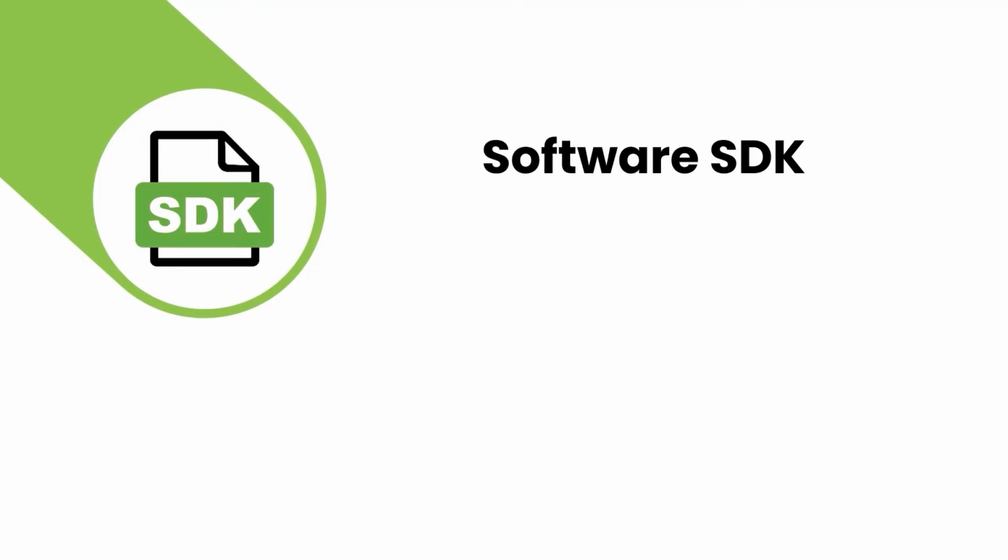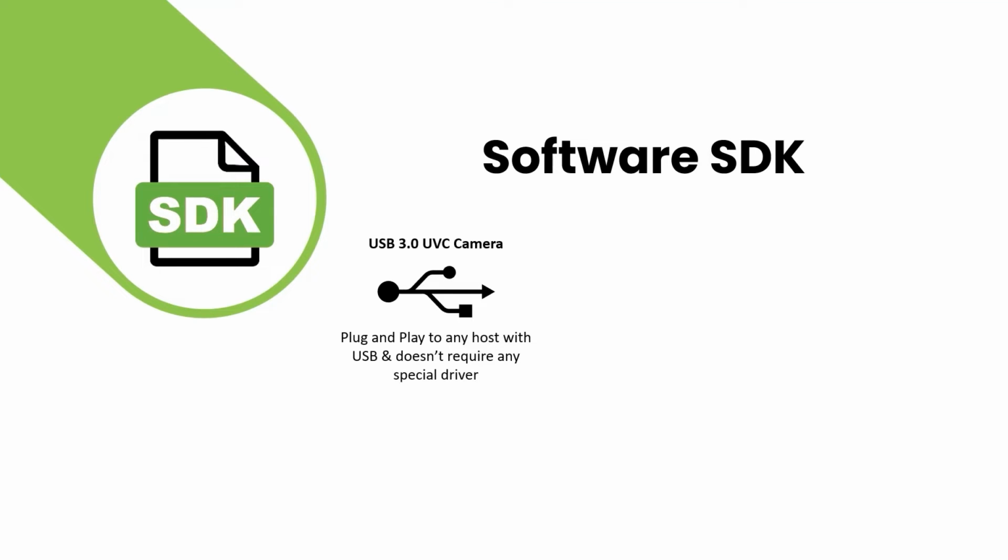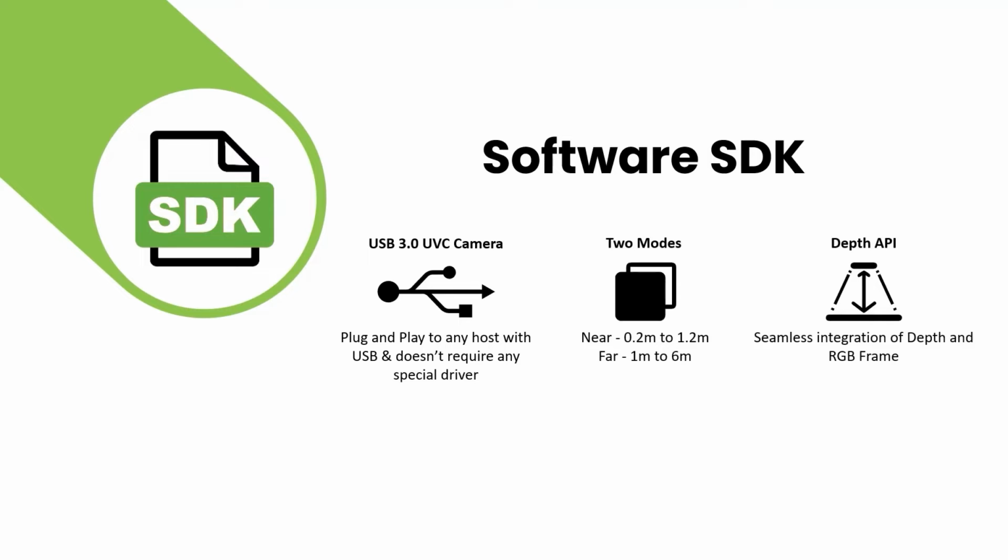Let us now look at the SDKs that come with DepthVista. Like the other USB based cameras offered by e-con Systems, DepthVista is UVC compliant and does not require any additional drivers to be installed on the host side, whether you are using Windows or a Linux based system. DepthVista also comes with 2 modes of operation called the near mode and the far mode. While the near mode measures depth from 0.2 to 1.2 meters, the far mode has a working range of 1 meter to 6 meters. It has the ability to get depth and RGB frames seamlessly leveraging the SDK's APIs without having to write any complex code.